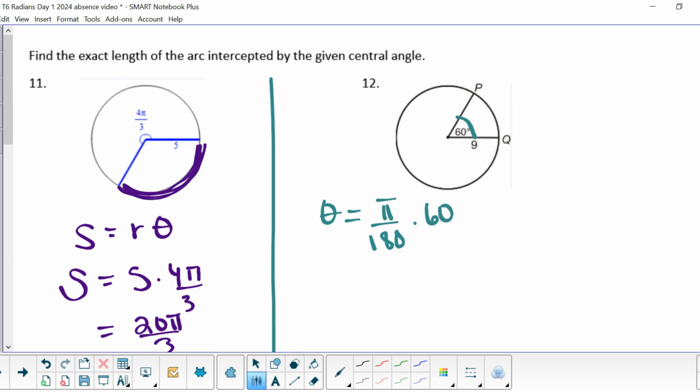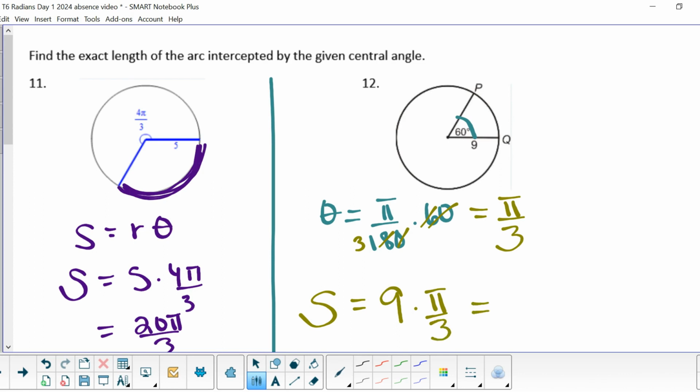Okay, so this is the formula. And I'm just going to reduce. So 18 divided by 6 is 3. So this angle in radians is pi over 3. So now I can use that pi over 3 in the arc length formula, which again is radius times the angle. And you can see that the 9 and the 3 cancel, so 9 divided by 3 is 3. And so you get 3 pi as the length of this arc right here.